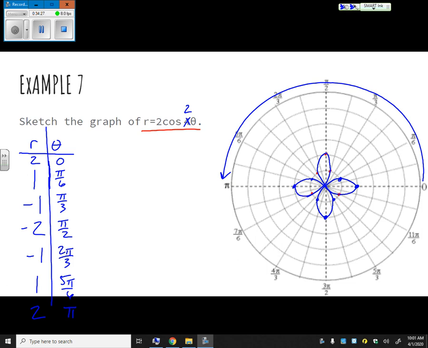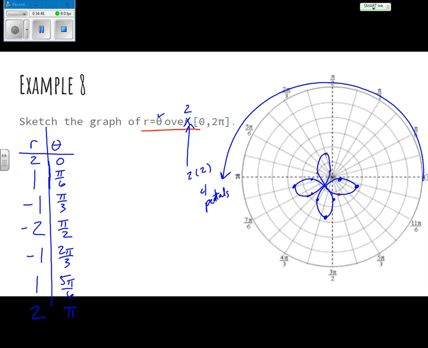A good rose curve. Again, it's got a petal length of 2. Notice how many petals it has this time. Since 2 is even, it has 4 petals. Practice that, start to finish on your own.